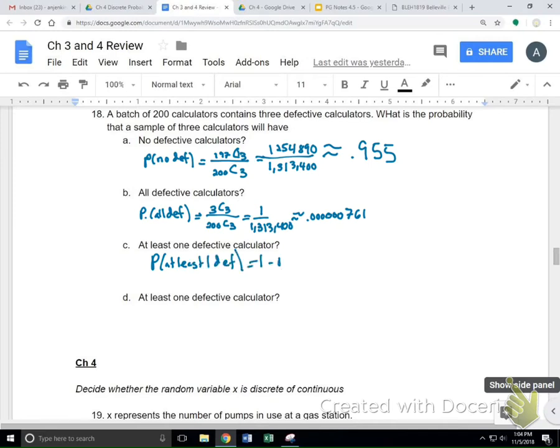And then the probability of at least 1 defective is 1 minus the probability of no defectives. So if you have no defectives, obviously you can't have at least 1. And so as long as you take that out, you'll have at least 1 defective or all defectives.